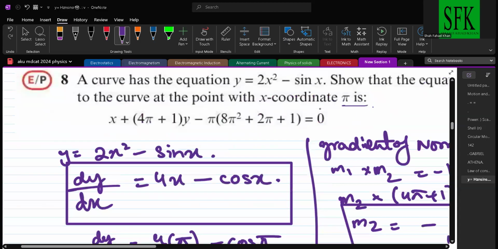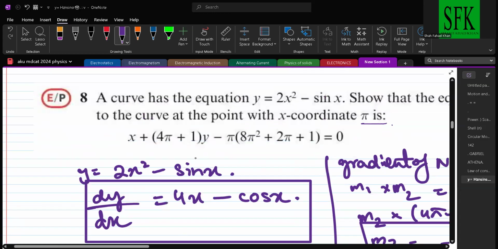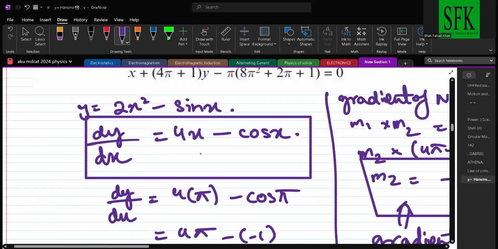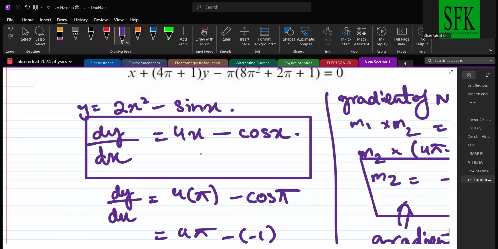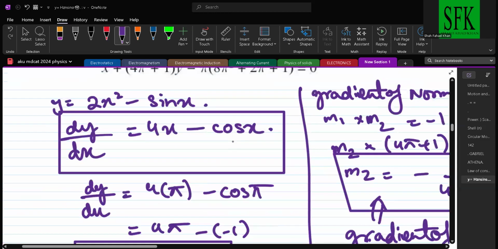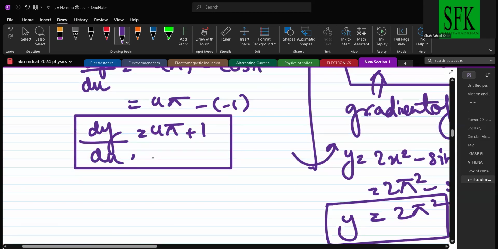So what you do is you first take this equation y equals 2x squared minus sine x. You calculate the differential. The differential is going to give you the equation for the gradient of this particular curve. So dy by dx equals 4x minus cos x, right? No explanation needed. You just put the value of x as pi, because the x coordinate is pi, it's given right here. Once you do that, you get the value of dy by dx.